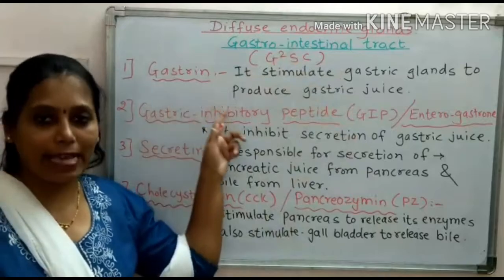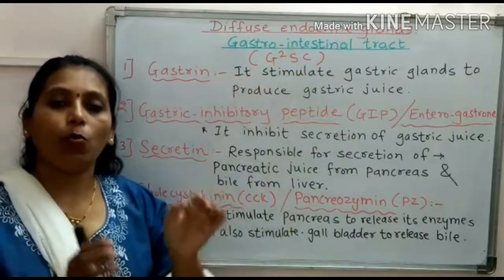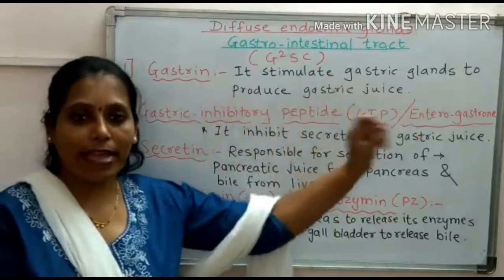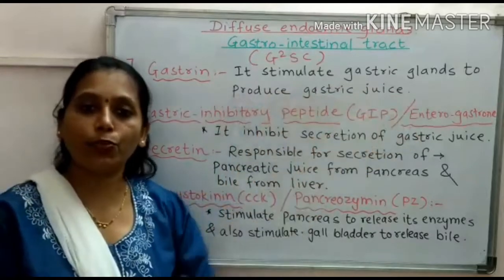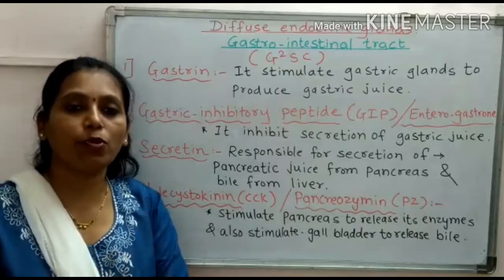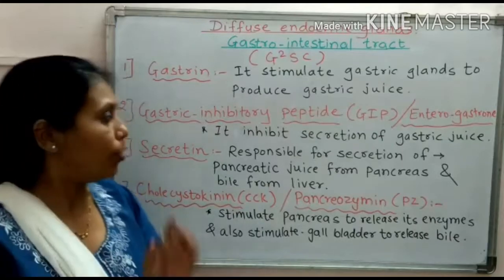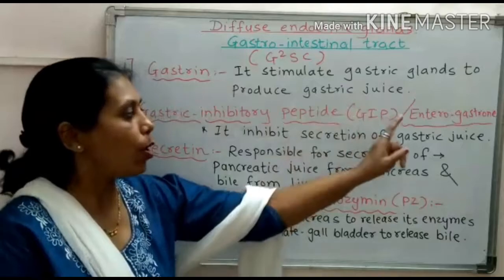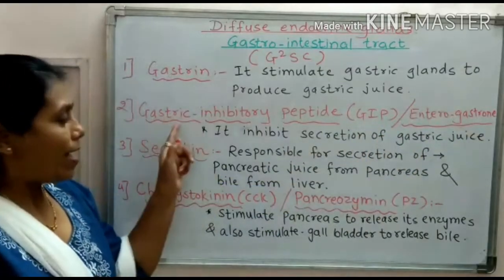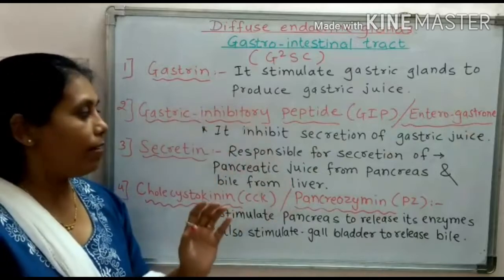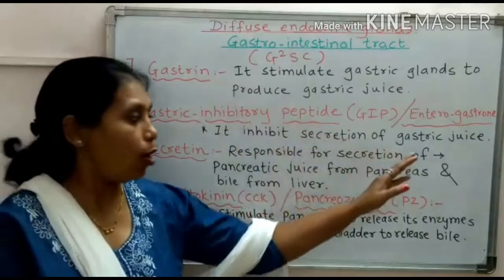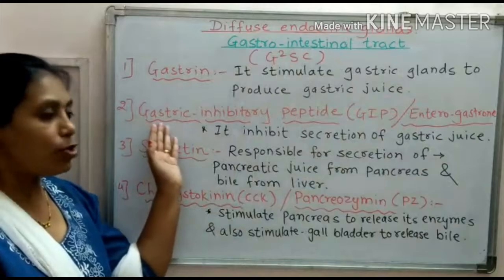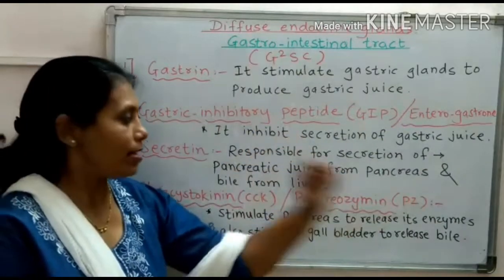The first hormone is gastrin. Basically, these hormones play a very important role in the digestion of food. Gastrin stimulates gastric glands to produce gastric juice, and we know that gastric juice is responsible for the digestion of food. Gastric inhibitory peptide, in short GIP, is also called enterogastrone. As the name indicates, it is an inhibitory hormone; it inhibits the secretion of gastric juice. Gastrin is responsible for production of juice, whereas this hormone inhibits the secretion.